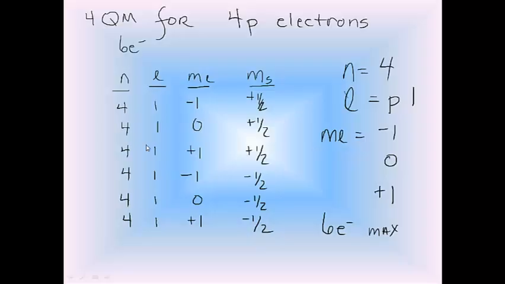So we're going to practice this in class some more too. But you have to memorize the rules. N, L, M sub L, M sub S. Energy, size, shape, axes, spin. So those are you're going to have to put in your head, and we're going to practice this for a while. Especially make sure you understand when they're talking sublevel versus orbital. Sublevel is the entire P. Orbital is just one of the three. And that's the end of that one for now.